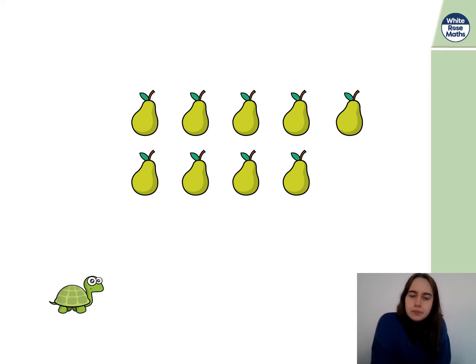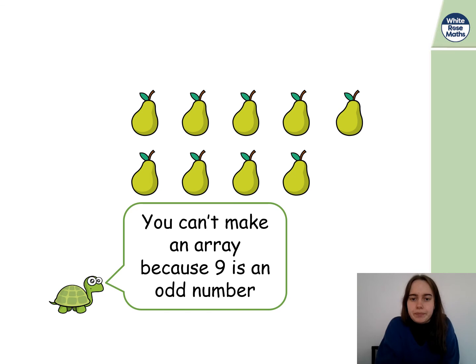Oh, now have a look at this picture. Is there a way of making, at the moment, these groups equal? If I was to do it in columns or in rows, I would not be able to get equal groups. Now remember, equal groups are when we have the same amount of things in each group. I do not have the same amount of things in each row, and I do not have the same amount of pairs in each column. So this tortoise says you can't make an array because 9 is an odd number.